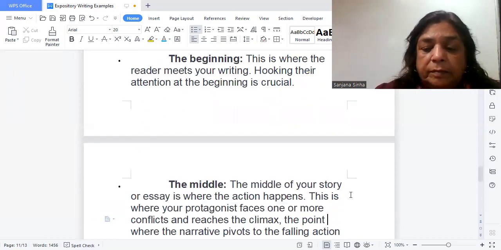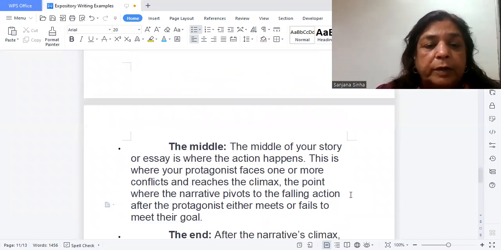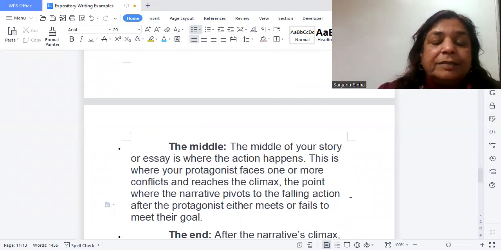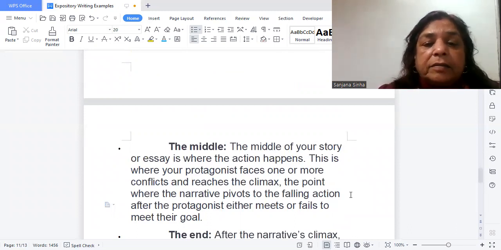The middle part. The middle of your story or essay is where the action happens, the rising action. This is where your protagonist faces one or more conflicts and reaches the climax. The point where the narrative pivots to the falling action, the rising action and the falling action. After the protagonist either meets or fails to meet their goal, either he's successful or he's not.